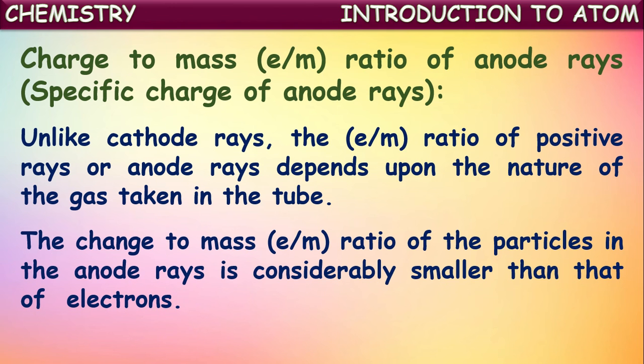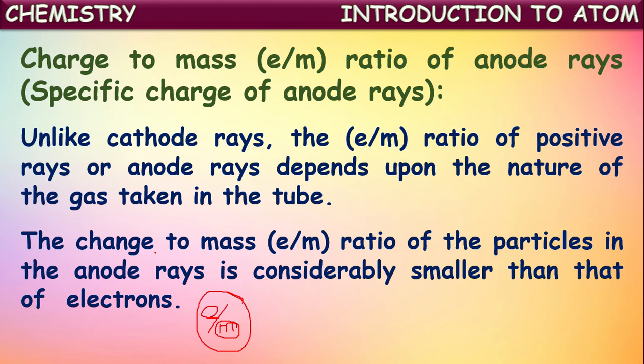So the charge to mass ratio of particles in the anode rays is considerably smaller than that of electrons. As we said, the E by M ratio of electrons is highest because E by M ratio means charge to mass ratio. We know the mass of electrons is very small, almost negligible. So the denominator being very small, the overall value for cathode rays or electrons will be highest. So it is considerably greater than that of anode rays.